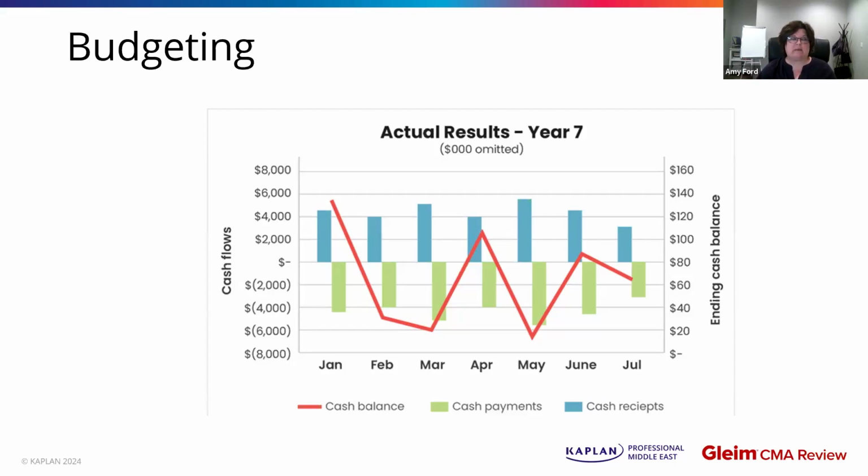So what a CMA exam candidate would have, for example, is we expect to collect 50% of our sales in the month of the sale, and then 20% the month following, given a pattern of when we collect our sales. We would also have a pattern for our cash disbursements. So when do we purchase the inventory?